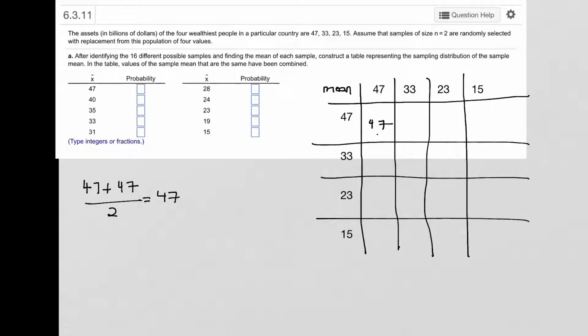All right, so then I add 47 and 33 and divide by 2, and I get 40. So I'll put that in my table. And I'm going to go on and do this with all the pairs. You don't want to see all that arithmetic in the video, so I'll go ahead and do that and be right back.